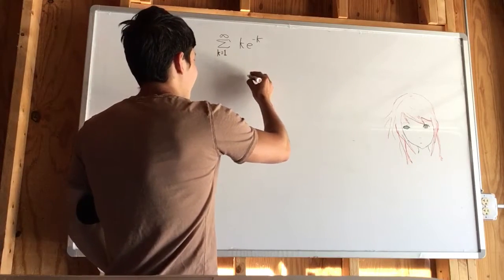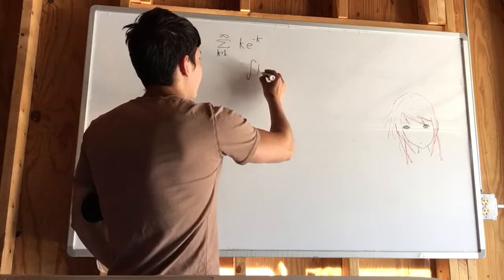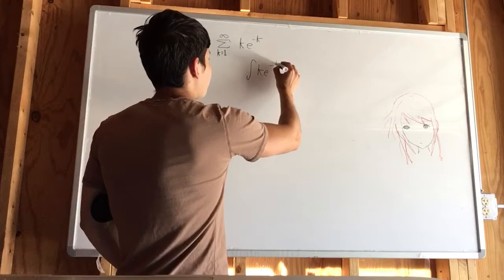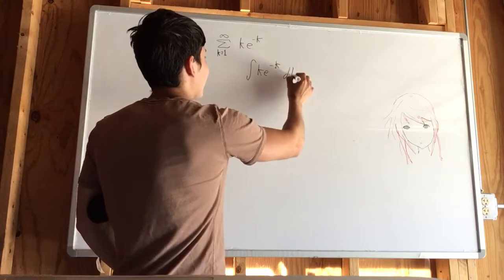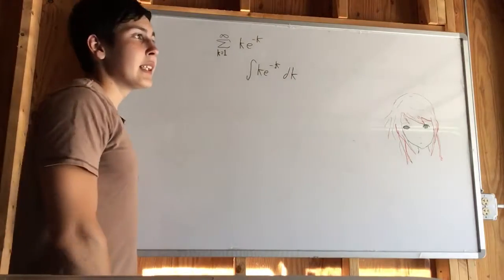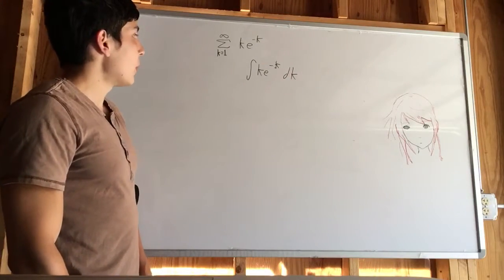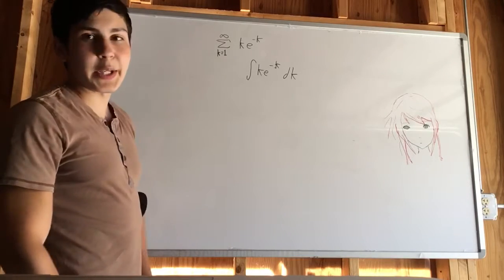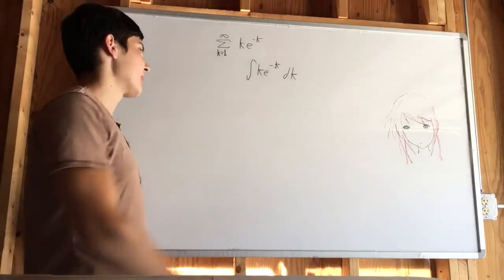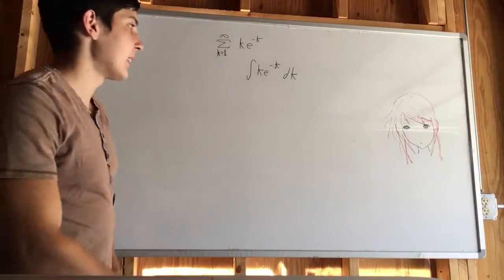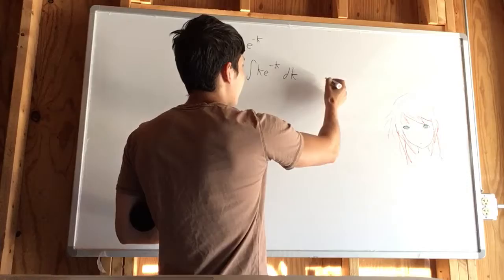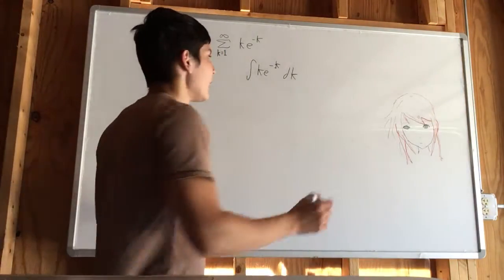We use the integral test on this, and so we get the integral of k e to the negative k dk. So what are we going to do with this one? We're probably going to have to do integration by parts because it's a product, and it's been a long time, but with integration by parts, it's uv minus the integral of v du.